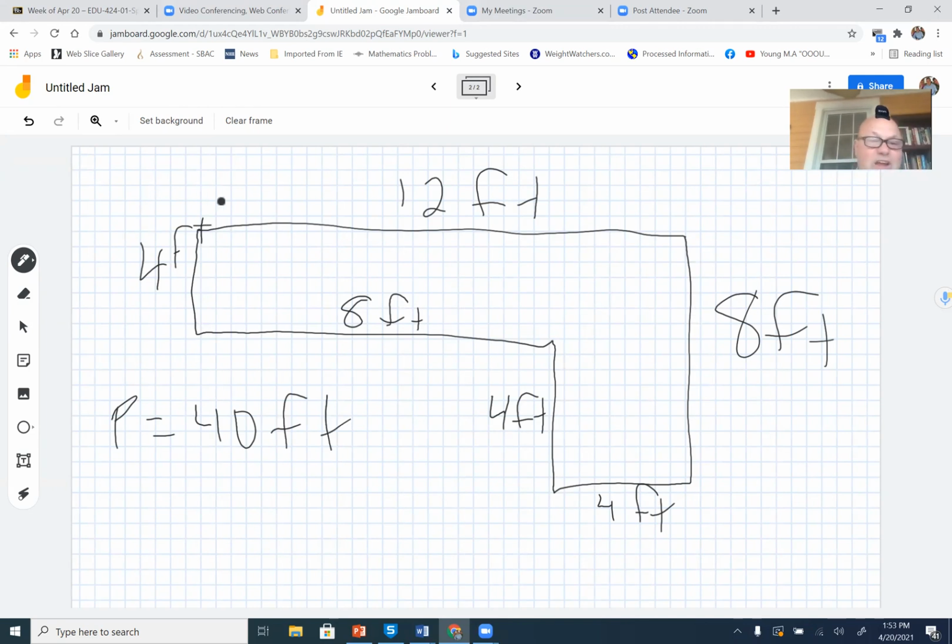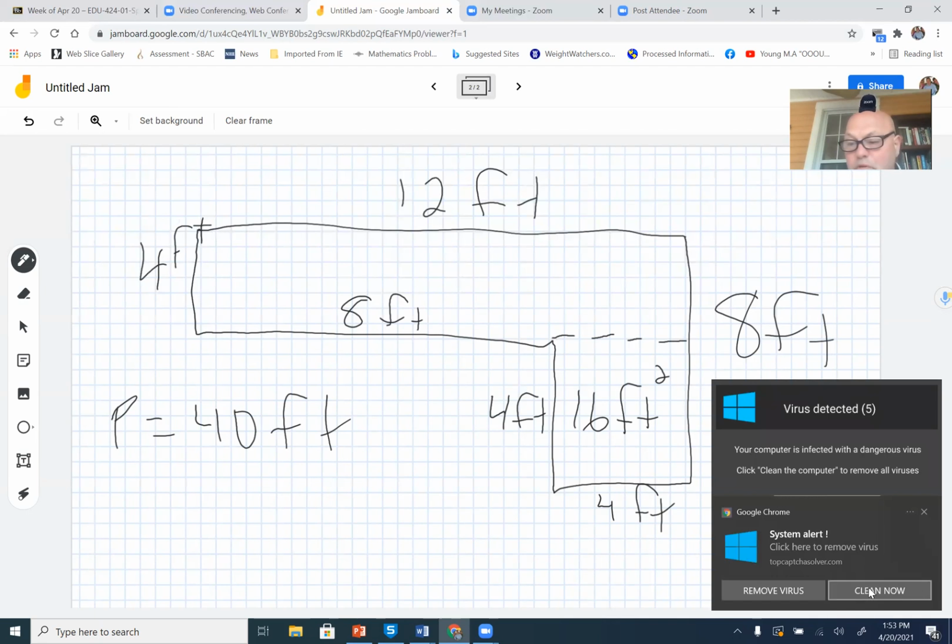Okay, now we can find the area. And the first thing I'm going to do is make a little auxiliary segment here, and we're making it into two rectangles. So this area is length times width. 4 feet times 4 feet is 16 feet squared. Remember, to fill this up, we would need squares, so it's square feet. And this rectangle is 12 feet by 4 feet.